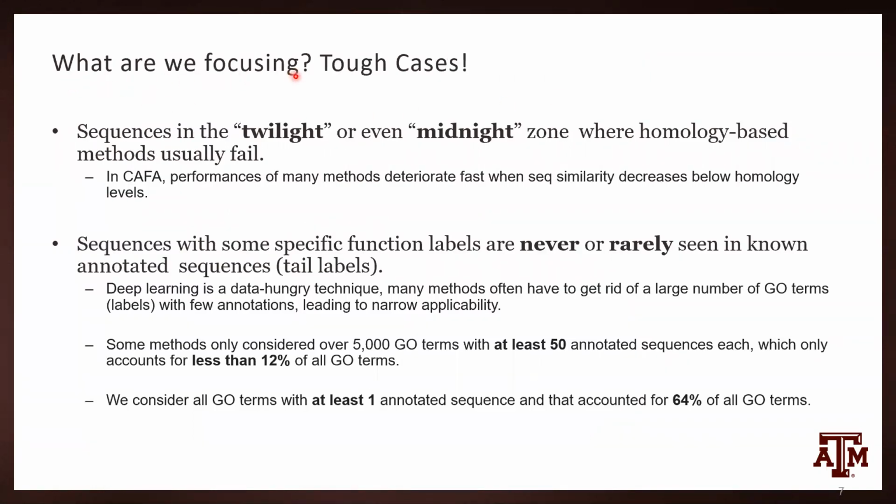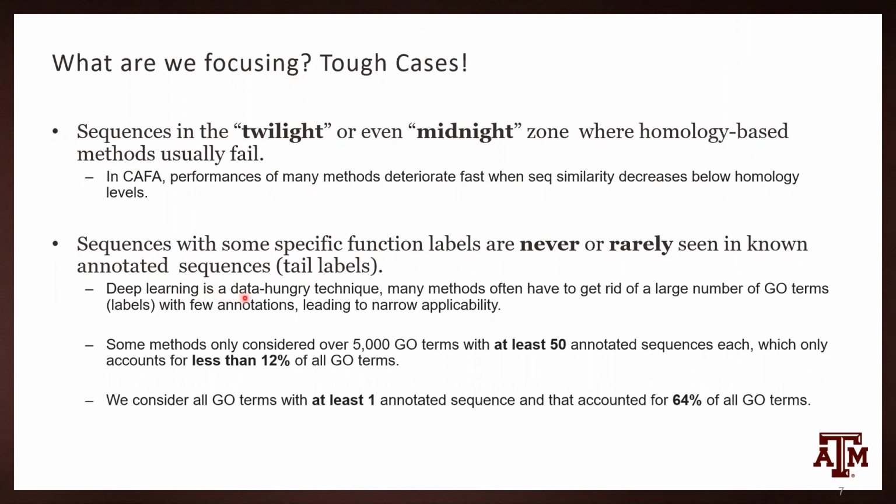So what we are focusing on is even tougher cases. Specifically, we are focusing on the sequences in the twilight or even midnight zone, where homology-based methods usually fail, because in CAFA, the performance of many methods deteriorates fast when sequence similarity decreases below homology levels. Moreover, we are focusing on sequences with some specific function labels that are never or rarely seen in annotated sequences.